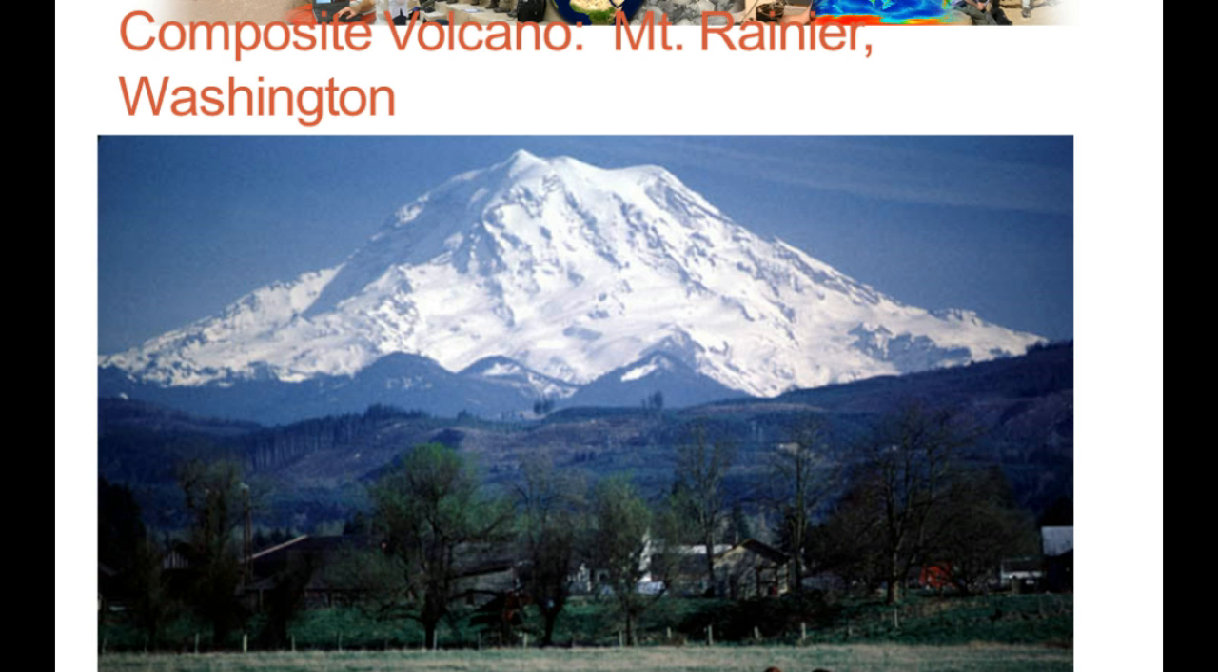And then if we take a look at the profile of this composite volcano, you see that it's classically cone-shaped. You see this classic volcano cone shape here. Now this cone is formed from layers and layers and layers of lava and ash. Now it's actually got some snow on it too, but if the snow were melted off, you'd see the cone was covered with lava and ash. So those are composite volcanoes.